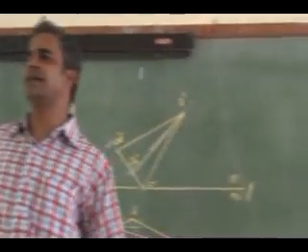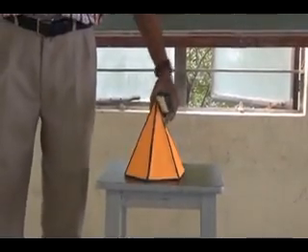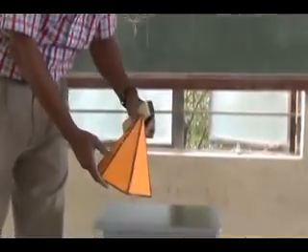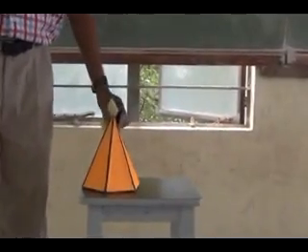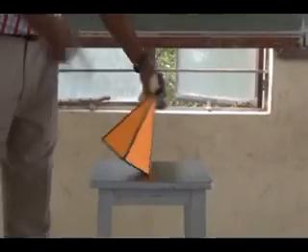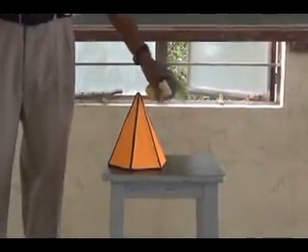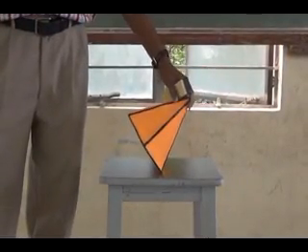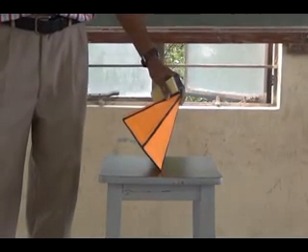It is a pentagonal pyramid. It is resting with what? Resting with an edge. It is resting on where? HP. You see here, the same thing. It is resting with an edge such that the resting edge is perpendicular to VP. The resting edge is perpendicular to VP.